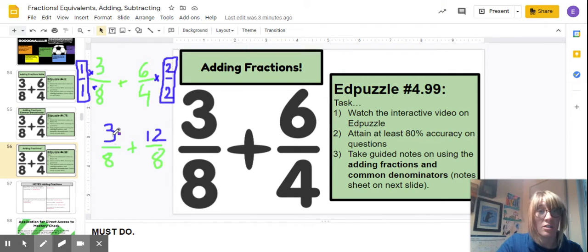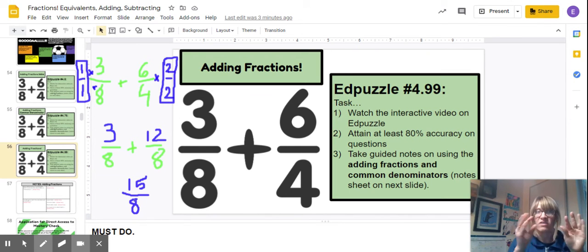And now it's legal to just add our numerators straight across. So we can say 3 plus 12 gets us 15. And our denominator stays the same because the amount of pieces that each of these pies, if you will, are chopped up into doesn't change, right? But the size of the slice that they're chopped into is the thing that is changing. So we have 15/8. Wow, we've done it.